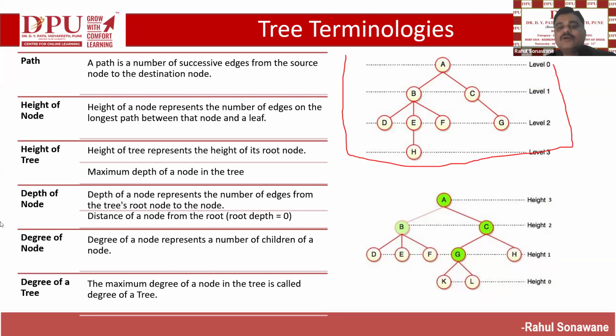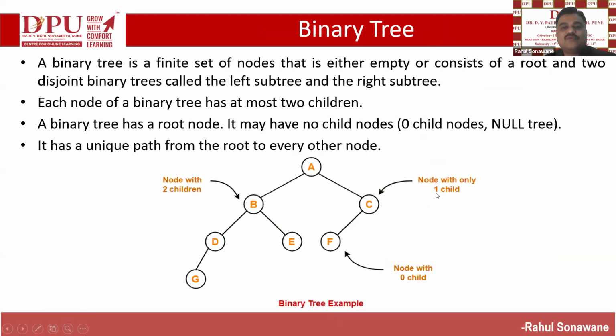Yes, very good. I got one response. Yes, the maximum degree of a node is 3. So the degree of my tree is 3. Okay. So the degree of this particular tree is 3. Okay. Now moving forward.